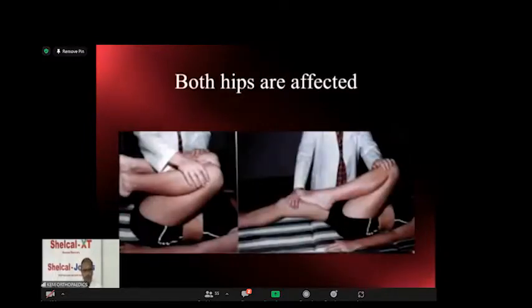When both hips are affected, then you do the Thomas test alternately. Do this side first, then do the other side first. That is one way of doing it. Or else, especially if it is a child, you can take the patient to the edge of the bed, make the patient prone, and then passively try to extend the hip. There you will get to know. But in adults it is difficult to do.